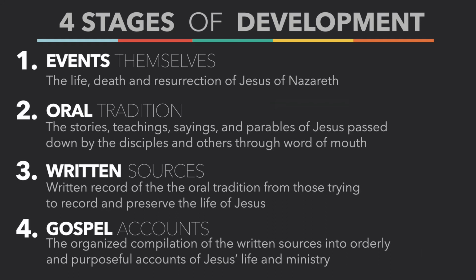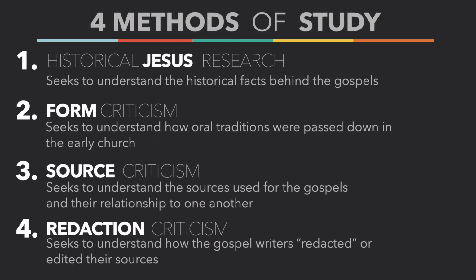We also talked about how each of these stages of development has a corresponding method of study. Historical Jesus research looks to understand the historical facts. Form criticism wants to know the process of how the oral tradition was handled within the early church. Source criticism looks at the sources of the Gospels and their relationship to one another. And redaction criticism looks at how exactly the process of putting the Gospels together went about. We covered that at length in our previous module.